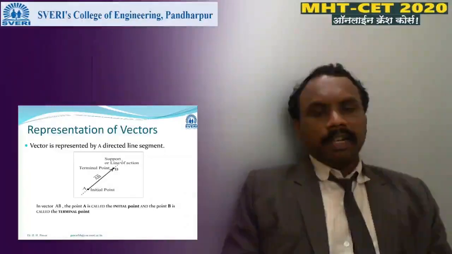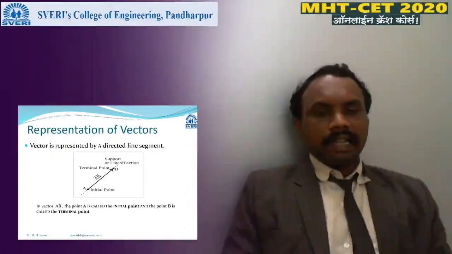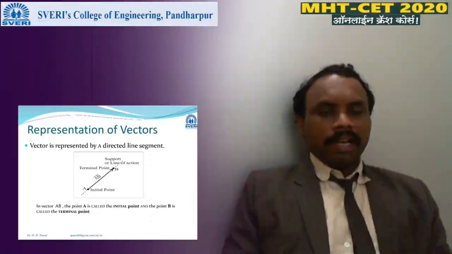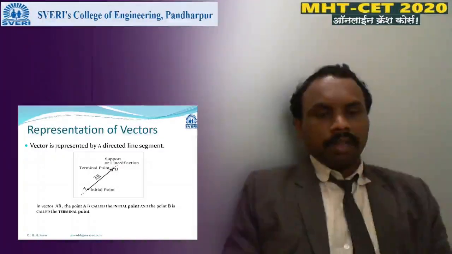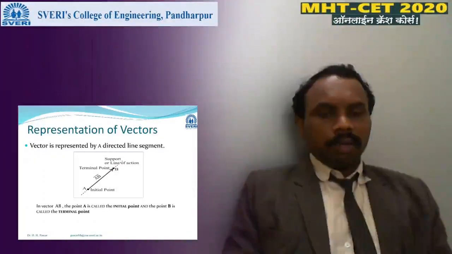A vector is represented by a directed line segment. In vector AB, the point A is called the initial point and point B is called the terminal point of the vector.